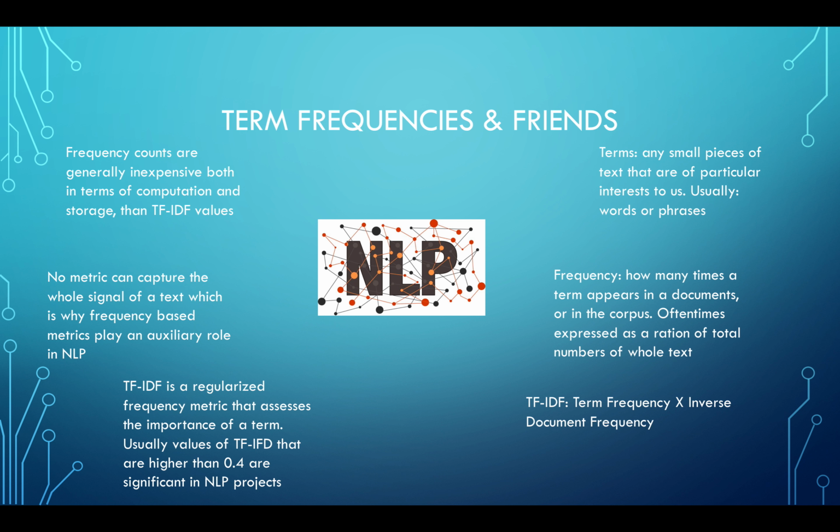As for the second one, which is the inverse document frequency, it's more of a stabilizing factor. We can say TF-IDF is a regularized frequency matrix. Usually TF-IDF values are 0.4 or more. It is important to understand that no method can capture the whole signal of the text, which is why frequency-based methods generally play an auxiliary role in NLP.